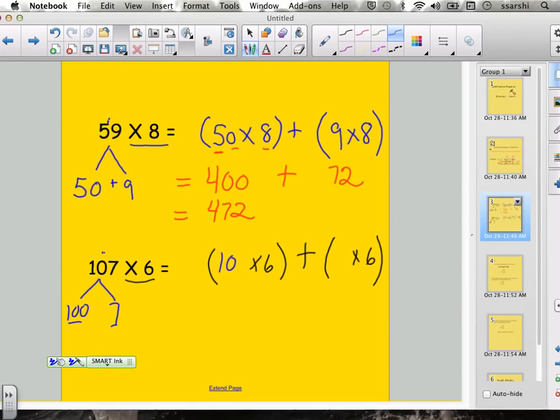So if I have 100 in that quantity, and over here a 7, we know 6 times 100 is 600, plus 7 times 6 from my basic facts is 42. So my answer is 642.